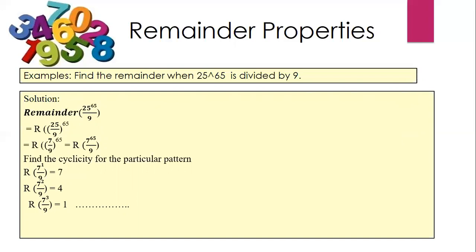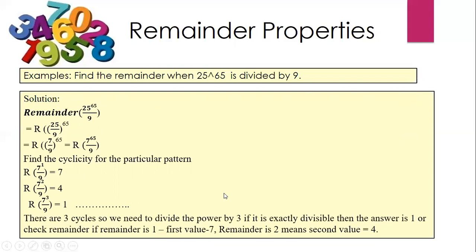Once we have arrived at the value 1 or found any repetition, we can stop, because after that it is definitely going to repeat. So our pattern will be 7, 4, 1, 7, 4, 1, like that it moves on. There are 3 cycles, so we need to divide the power by 3. 65 divided by 3 gives remainder 2, which means we pick the second value. Our answer will be 4. If the power were exactly divisible by 3, our value would have been 1. If instead of 65 we had 64, our answer would have been 7.